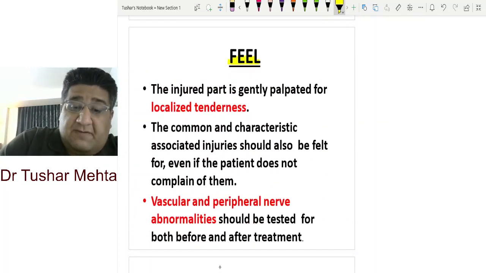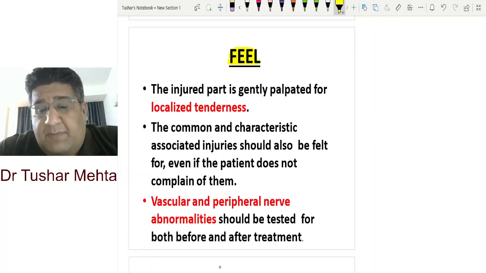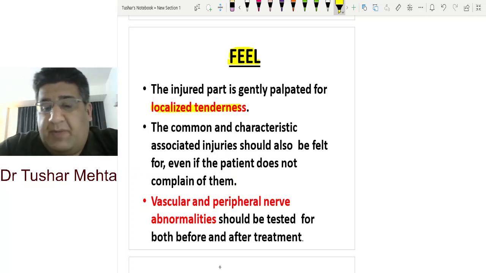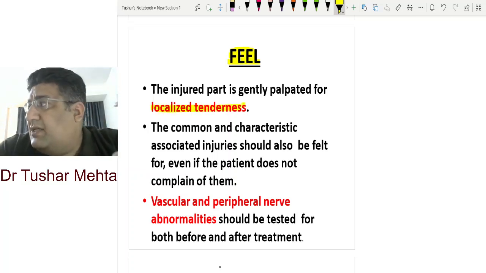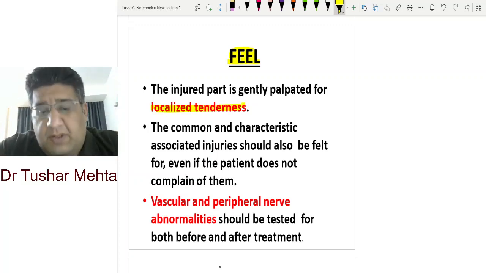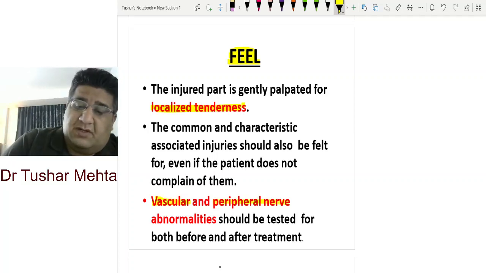After look, as I told you, the next thing is feel. Now when I say feel, that technically means palpation. Look means inspection, feel means palpation. When I say palpation, very simple, you have to palpate that area for a localized tenderness. The patient is complaining of pain, you press that area, the patient cries even more. That means it is tender. Then of course you have to see for the distal neurovascular status.